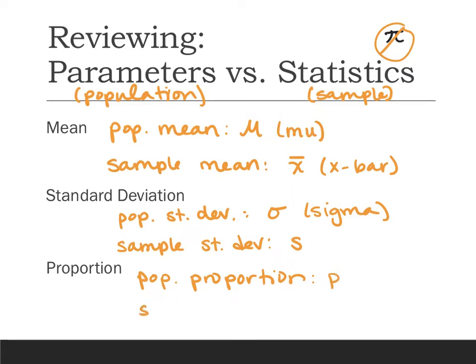But we will dress up p a little bit for the sample proportion. You may or may not remember, we call that p hat. And so p hat, sample proportion, that's just like finding the probability or just the proportion of a sample that have one particular characteristic. So that's our sample proportion.